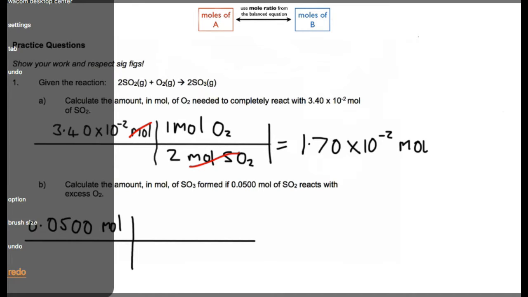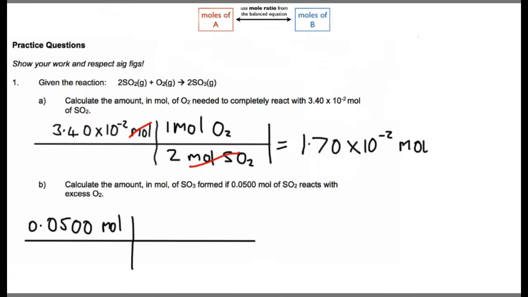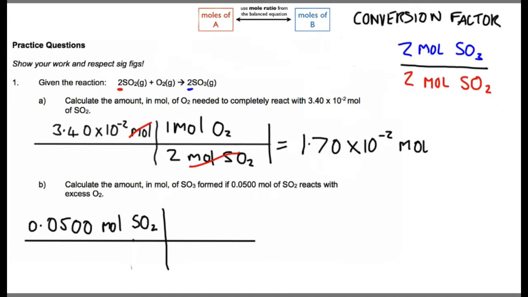Next, we've got 0.05 moles of sulfur dioxide reacting with excess oxygen, so we'll put our 0.05 moles there. And we're converting moles to moles, so we use a mole ratio. You can see we've got 2 moles of sulfur dioxide gives us 2 moles of sulfur trioxide, so it's a 1-to-1 ratio. Conversion factor 2 over 2, 1 over 1.